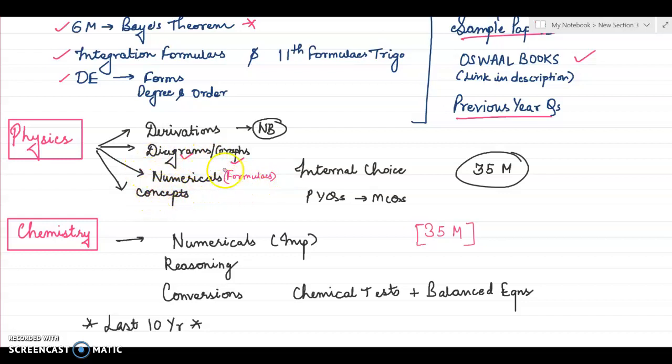Numericals are based on formulas, as you know, and they will give you direct formula based numericals most of the time, but you have to practice the difficult ones. The rudimentary concepts must be clear. Again, internal choice is provided in the physics paper, and it is of 35 marks. Previous year questions must be practiced, and you can test yourself on Sundays or Saturdays.